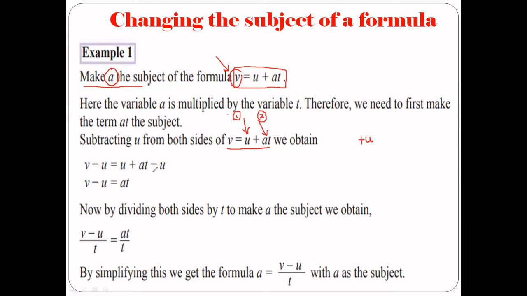So we put minus U to both left and right, because we want to remove this plus U. Now you can cancel out this plus U with minus U. Then only plus AT remains on the right hand side. On the left hand side, V minus U remains. Still A is not the subject. Can you recall that picture I gave to you?